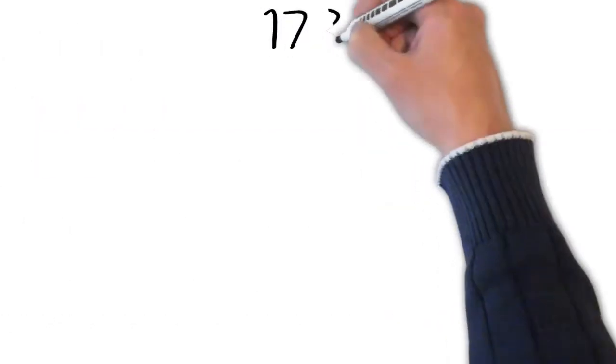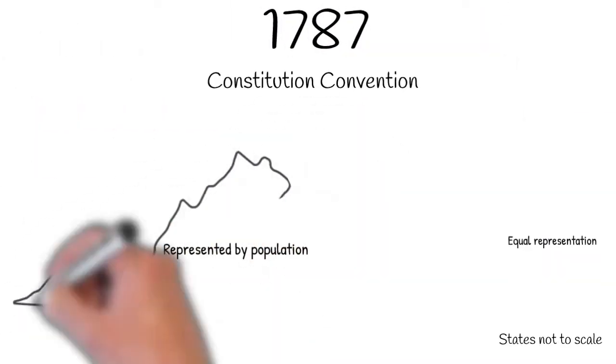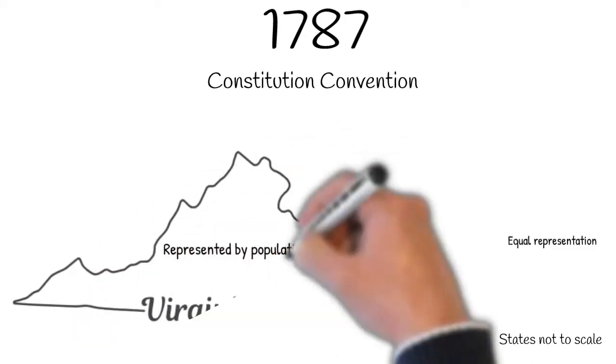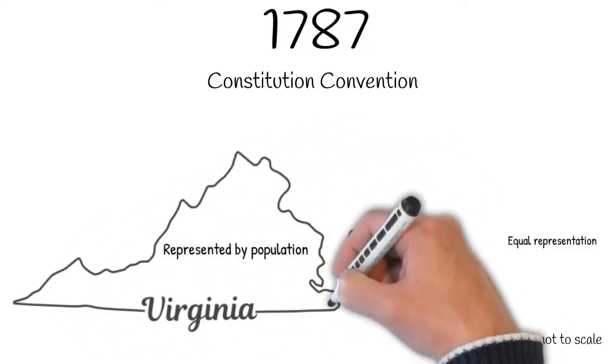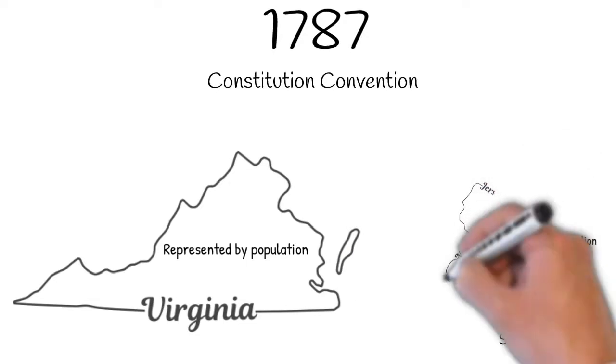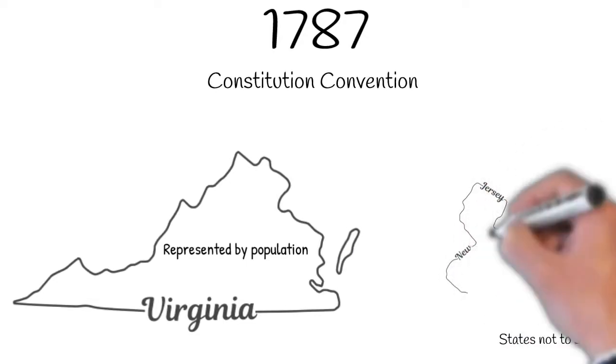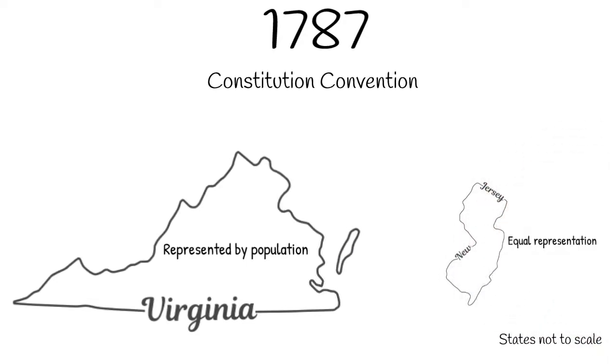The reason for having a bicameral government with the House and Senate is because in 1787, during the Constitutional Convention, the state of Virginia came up with a plan to be represented by population in Congress, since they were a big state. But New Jersey came up with a plan that would give smaller states equal representation in Congress by giving each state a vote in Congress.